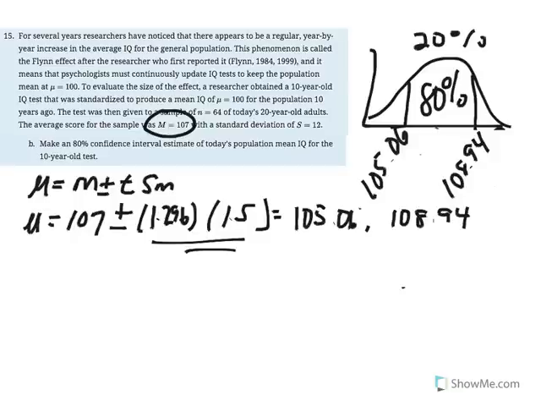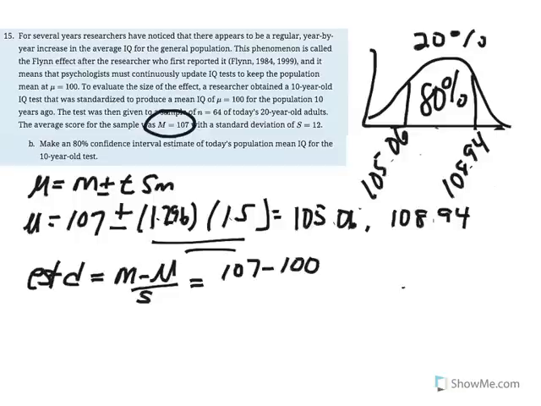Before we do that, I'm actually going to calculate Cohen's d because we haven't seen that yet. So estimated d is equal to M minus mu over s. And that would equal 107 minus 100 divided by 12, and that gives us 0.58, and that's considered a medium effect given the table in chapter 8. And now we can draw our conclusion.